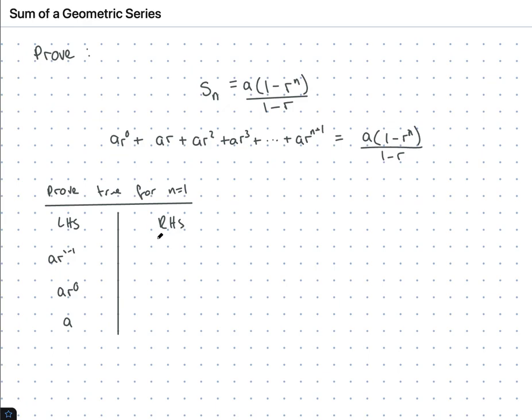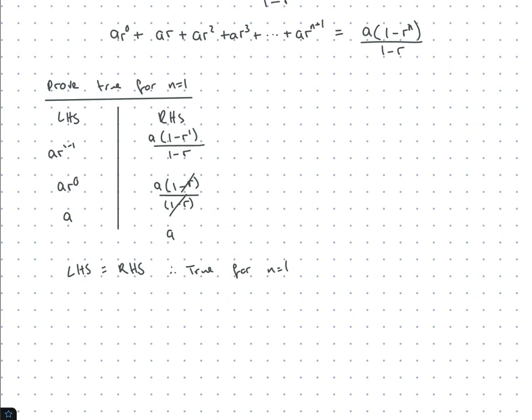What does the right hand side work out to be? Well, I'm going to have a times 1 minus r to the 1, all over 1 minus r. Well, what do I have then? I've got a times 1 minus r, all divided by 1 minus r, and then I have doing and undoing, so they're gone. So that's also a. So then I have LHS equals RHS, and then you say therefore true for n is equal to 1. Okay, that was nice and straightforward for the first one.